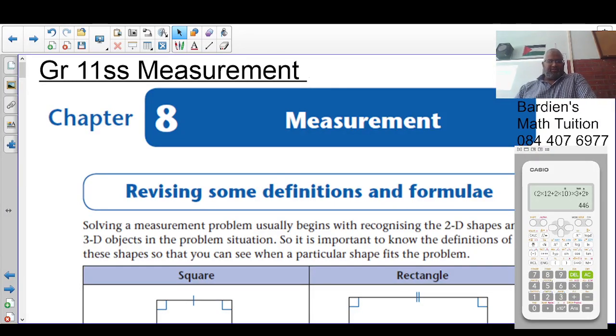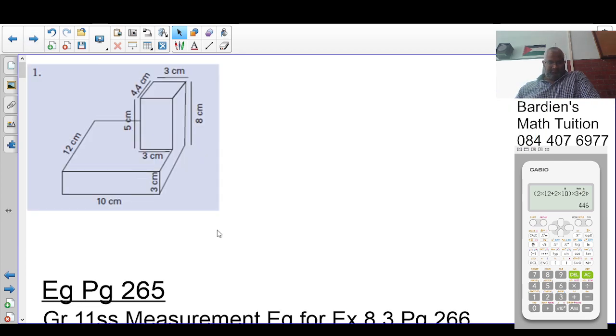Okay, good morning, class. So we're looking at measurement. We're looking at the example for exercise 8.3. So here the question is to calculate. It falls under more complex calculations.